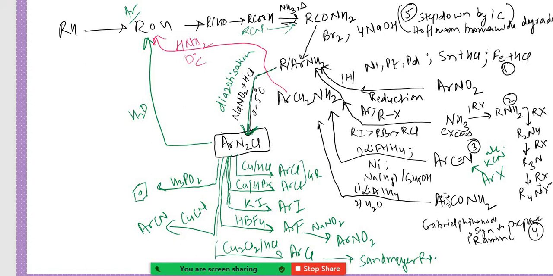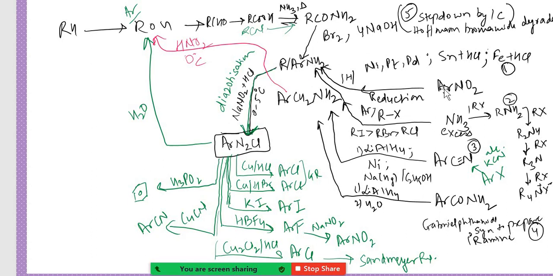Now if I have a NO2 group, for example, it can be aliphatic or it can be aromatic. Just observe here, it is NO2 and it becomes NH2. It means I have to remove oxygen and I have to add hydrogen. And we know that addition of hydrogen and removal of oxygen is a reduction reaction. So what we'll do is reduction.